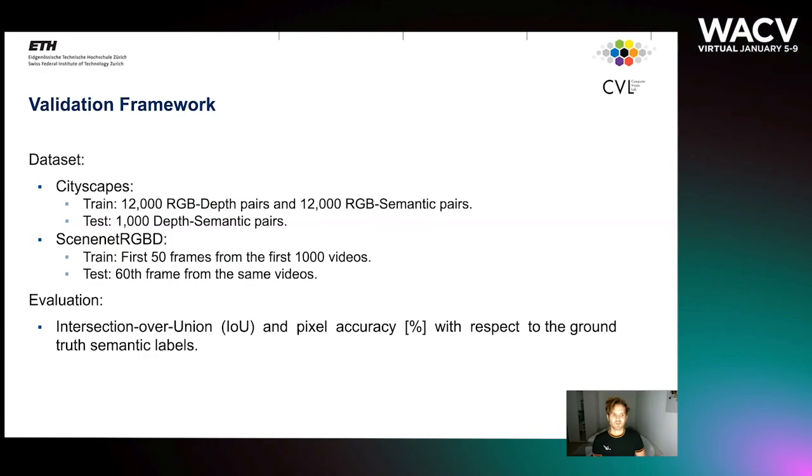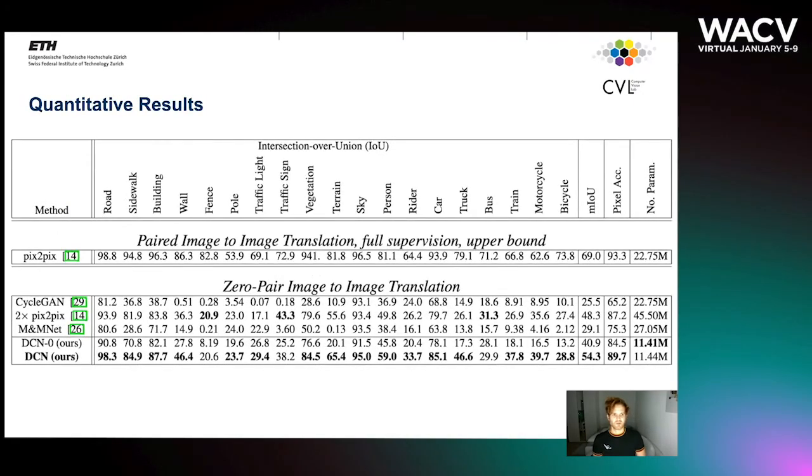We validate our framework on Cityscapes and NYU RGB-D datasets, and evaluate it using the intersection over union and pixel accuracy with respect to the ground truth semantic labels. For Cityscapes, we show the intersection over union for each class and compare against CycleGAN, Pix2Pix, and the state-of-the-art Mix and Match Net, MMNet. Our method outperforms MMNet in every category, and as an upper bound, we also show Pix2Pix results using full supervision, that is, using all the pair data available.